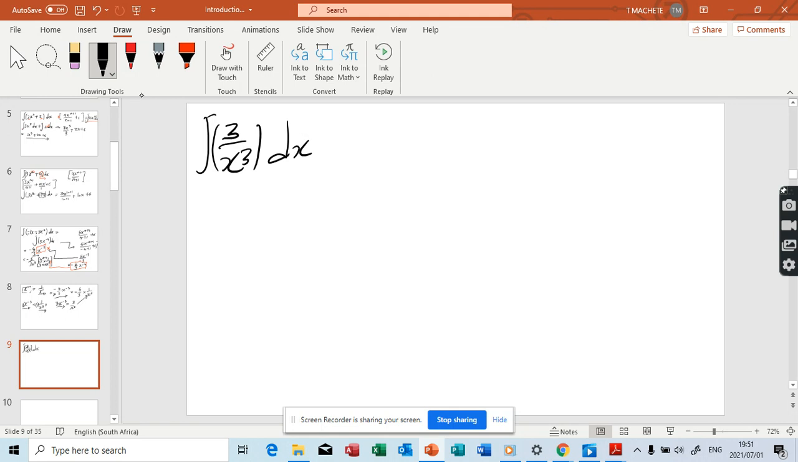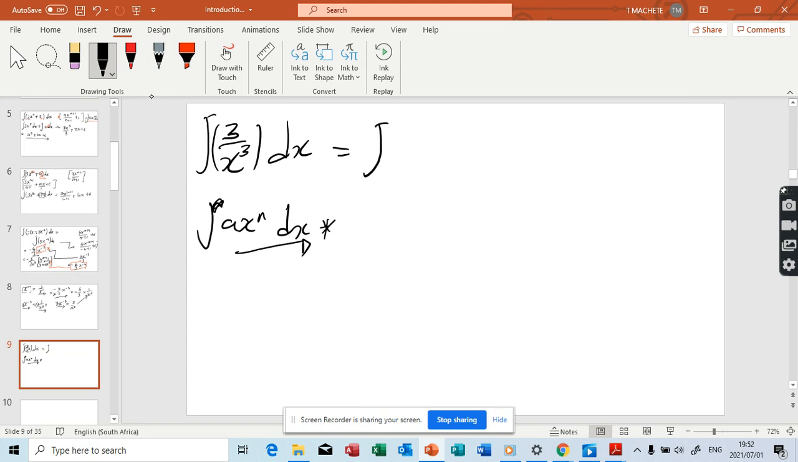dx. So guys, when you have a division like this, you have to rewrite it in exponential form. Remember the formula of exponents that we're using, the formula for x to the power n dx. You have to write it in this form, if possible, so that you can use this formula.